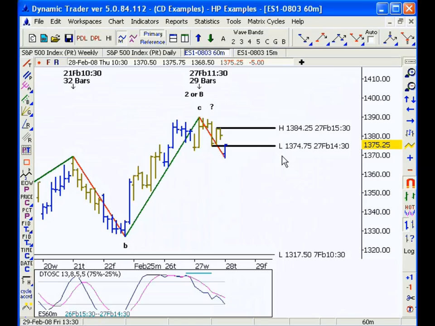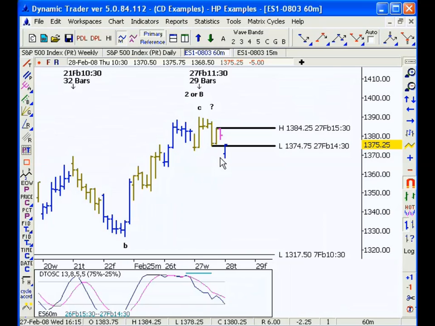So now we have the 60-minute data, and I've cleaned the chart up a little bit. I've got the first 60-minute bar on the chart for February 28th. I'm just going to take those swings off. I want to get the chart as clean as we can. So what's our first objective as far as trade management?